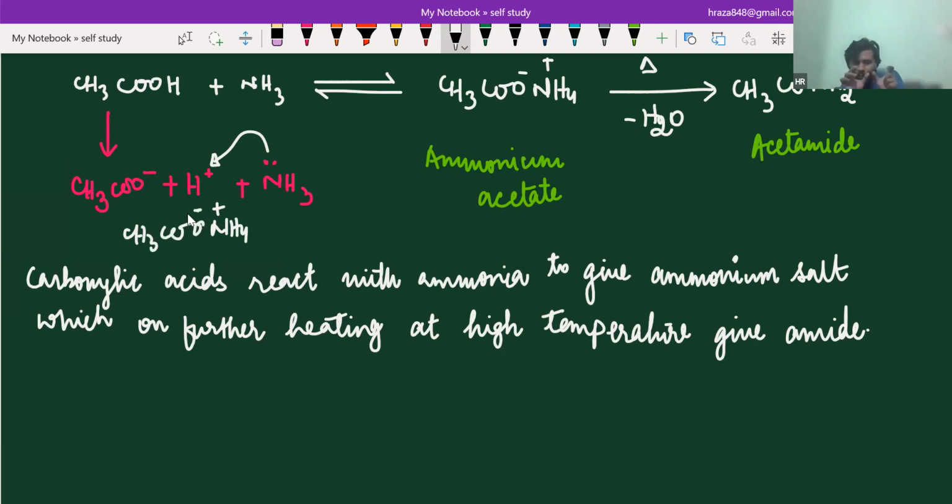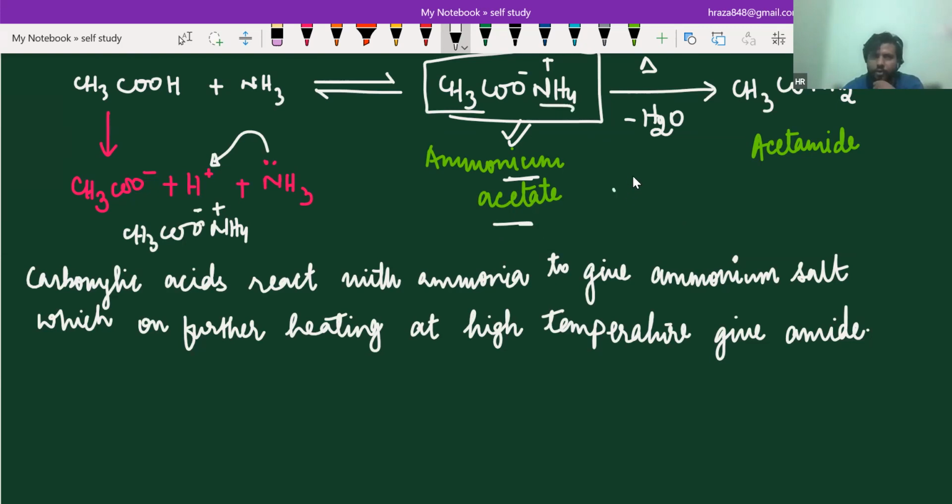Now the bond between O minus and N plus is basically an ionic bond, a force of attraction between them, and this is known as your ammonium acetate, not cyanide, sorry. After forming this ammonium acetate, you are going to heat it, and when you heat it, there will be elimination of H2O. In what way will H2O go?